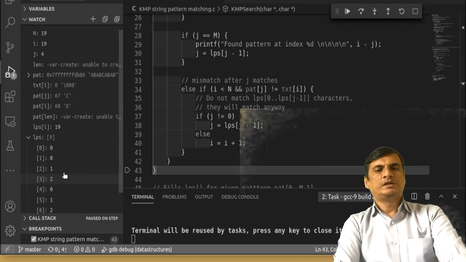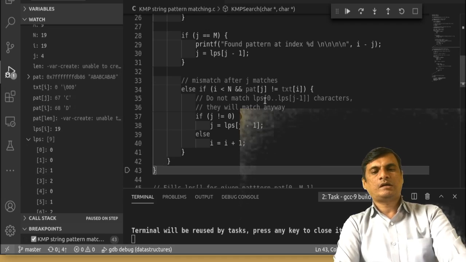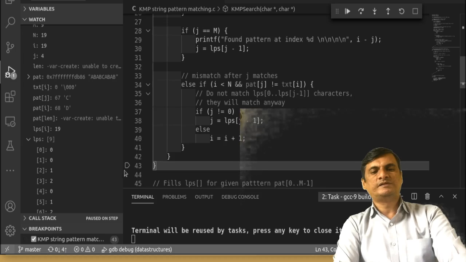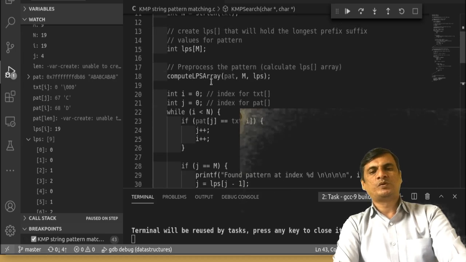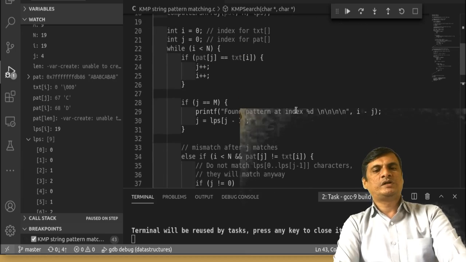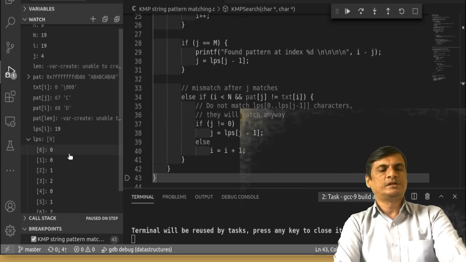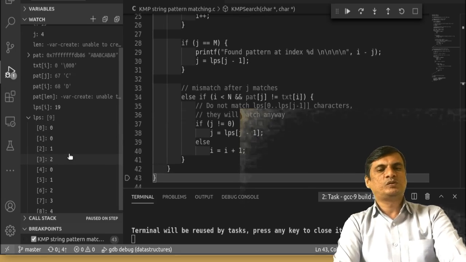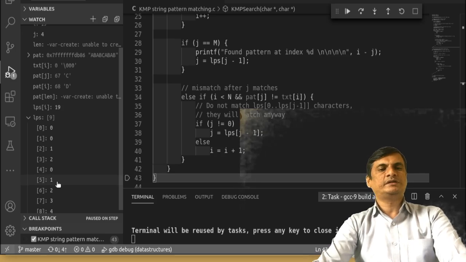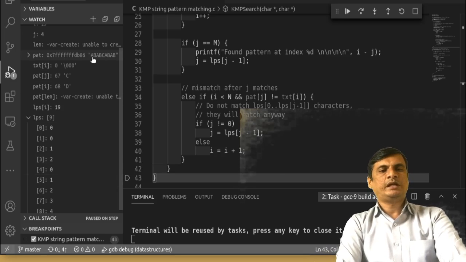So by the time I come to the last instruction of this compute LPS array, it is going to pre-process and build up this particular LPS table. What this LPS table is going to hold is 0 0 1 2 0. So what exactly does that mean? Here you have A B C A B as a pattern.